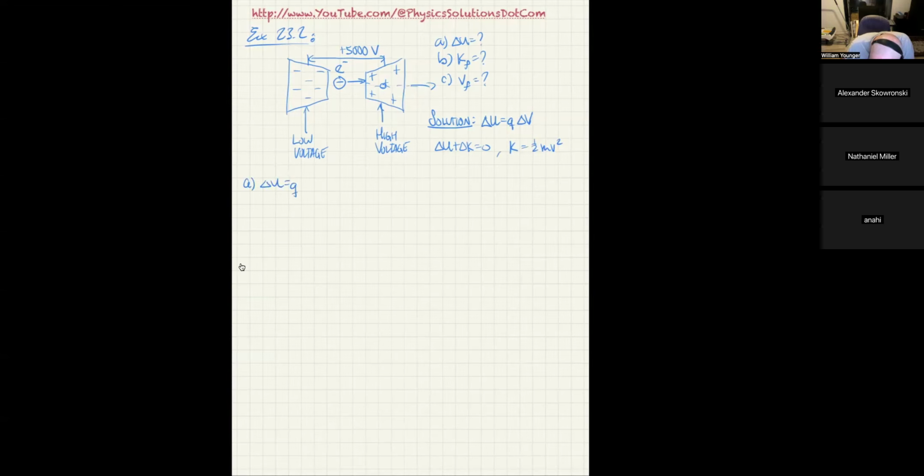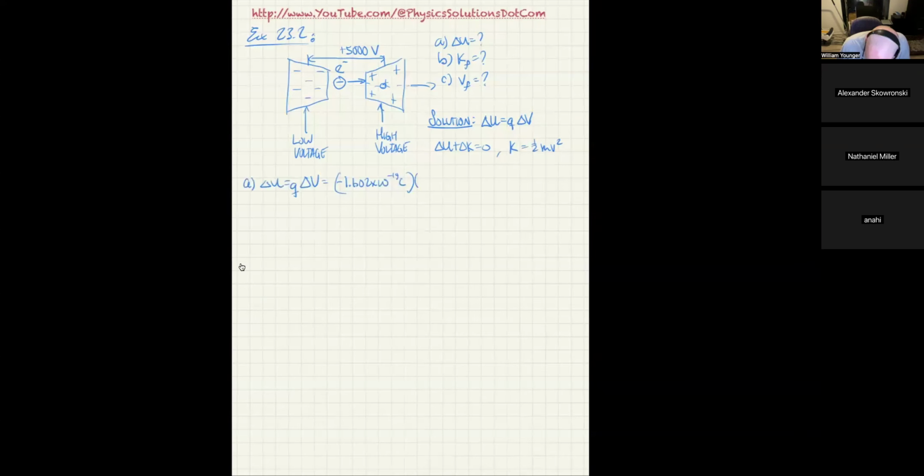Delta U is equal to Q times delta V. Well, Q is equal to negative 1.602 times 10 to the negative 19th coulombs. So that's a number you should have memorized by now, even though I do give it to you on your test material. So still, for the electron, it's a negative charge. For a proton, it's a positive charge, but both of them are 1.602 times 10 to the negative 19th.